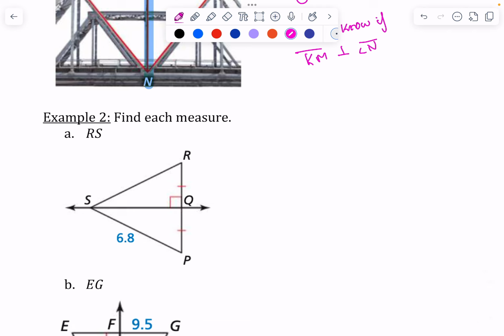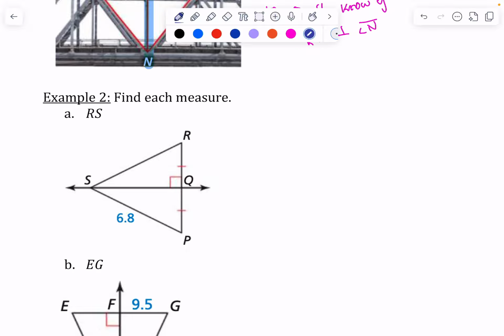For these examples, not only are we going to find the value of the segment that they're asking us to, but we're also going to state what theorem we're using. So here we want to find the measure of RS, so find the measure of this side. The information that we're given is that this is equal to this, and that we have a 90-degree angle here.